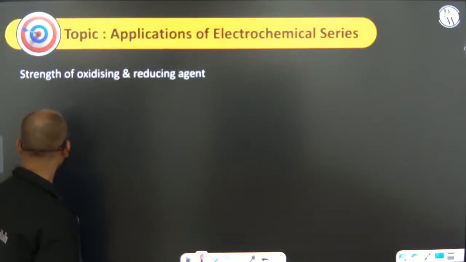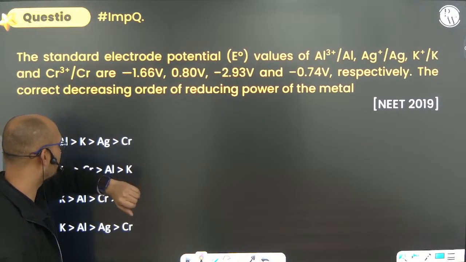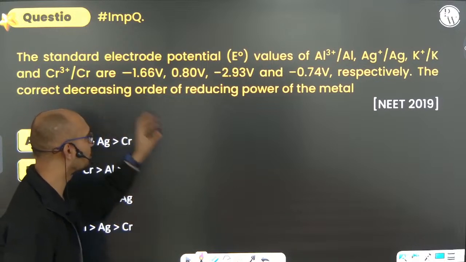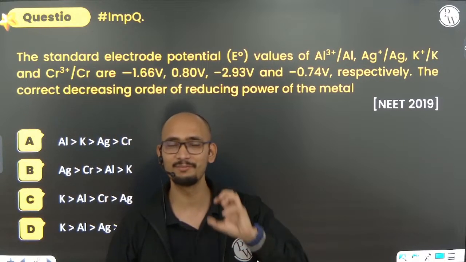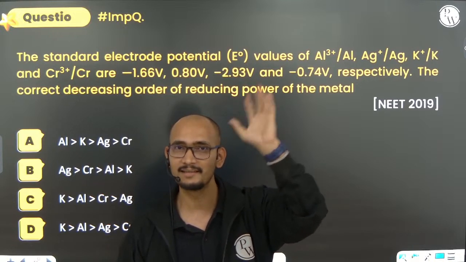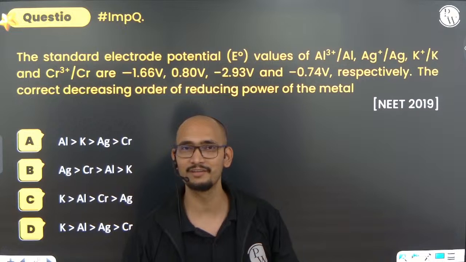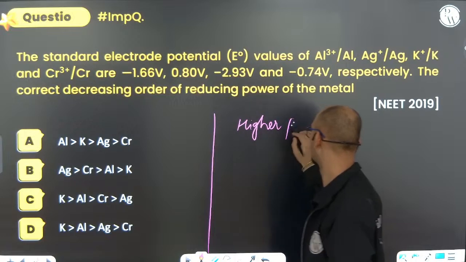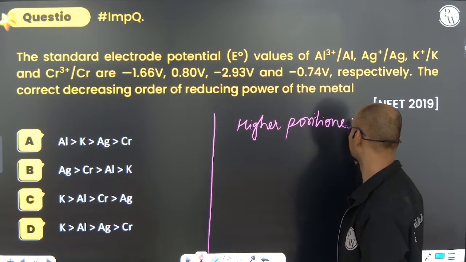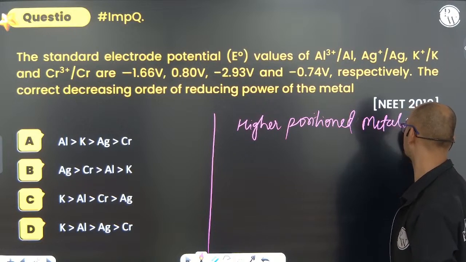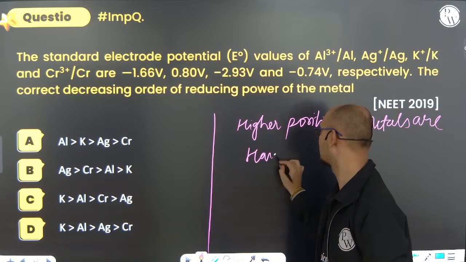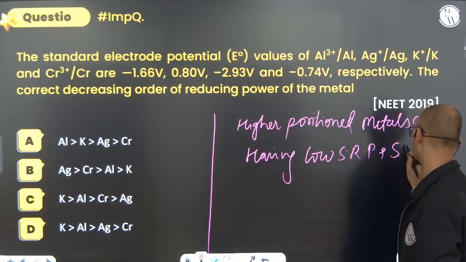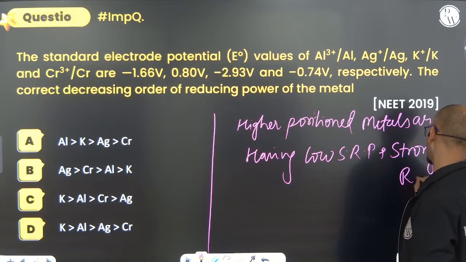Next, the standard electrode potential E0 values are given. Okay, the correct decreasing order of the reducing power. Always remember, whichever metal is at the top of the series will be a stronger reducing agent. Always remember, higher positioned metals have low SRP and they are stronger reducing agents.